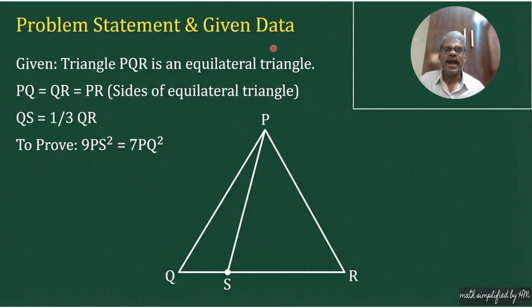Problem statement and given data. Given triangle PQR is an equilateral triangle. Therefore, PQ is congruent to QR is congruent to PR, sides of an equilateral triangle. And QS is equal to 1 by 3 QR. To prove: 9PS squared is equal to 7PQ squared.